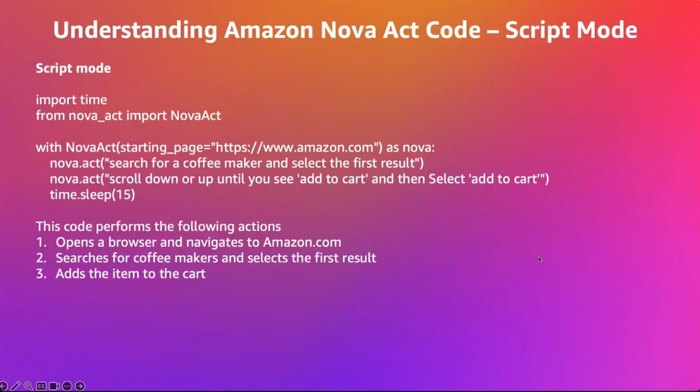The script mode, right? In this mode, once you have the script ready, you can do the same thing. This code will perform the following actions: open the browser, search for coffee makers, select the first result, and add the item to the cart. Okay, let me show you this too.